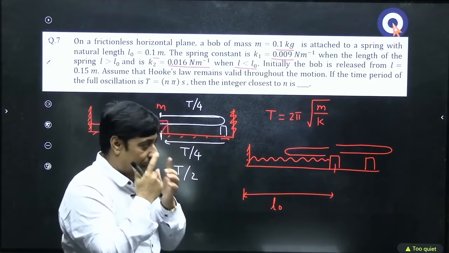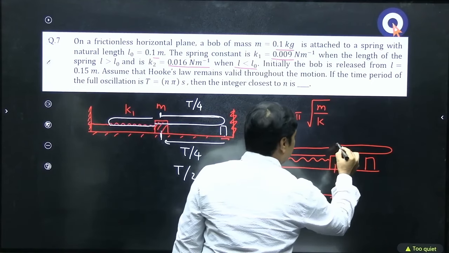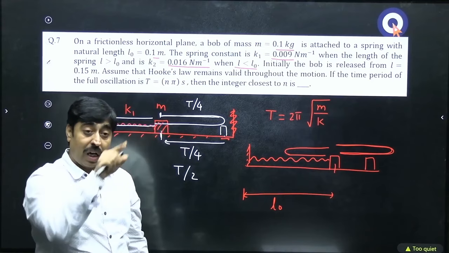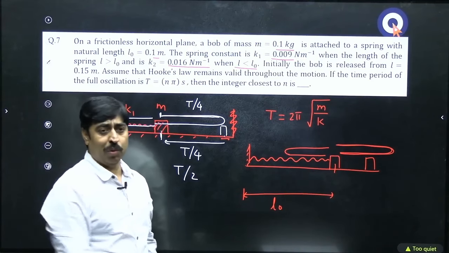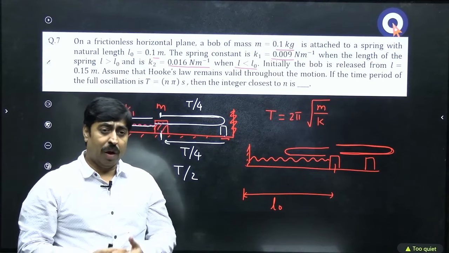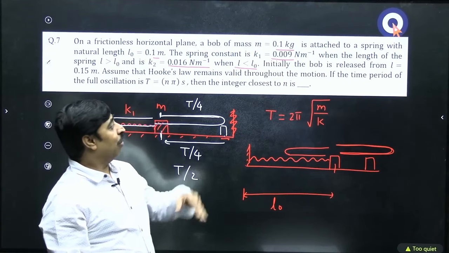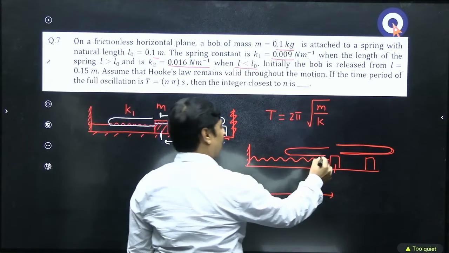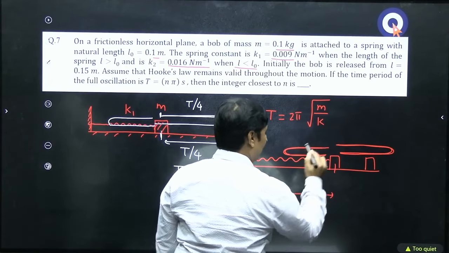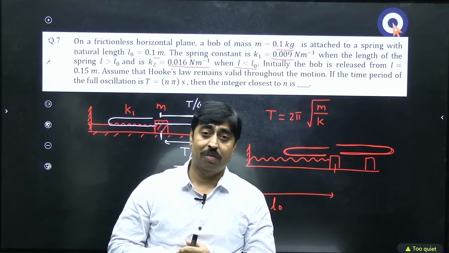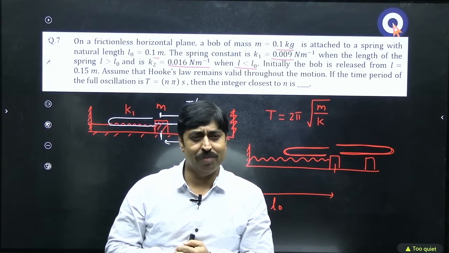So, what can we say? We can say that this half of the simple harmonic motion of the block was happening under the influence of a force which was having a force constant K1. And the other half of the motion, this half of the simple harmonic motion, was happening under the influence of a force which was having a force constant K2.